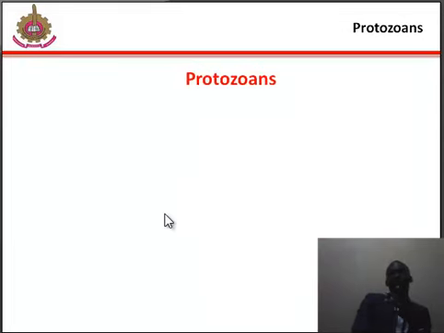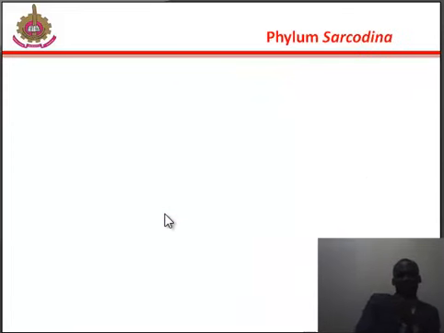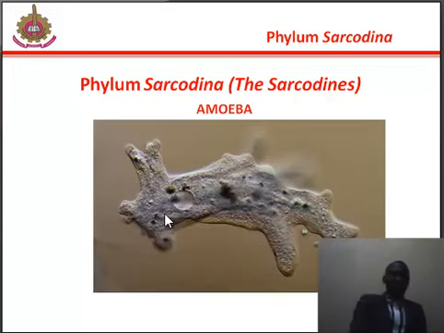Protozoans that have resemblance to animals are called protozoans. They live in moist and watery environments. Protozoans can be classified into 4 groups, as I've earlier mentioned. Phylum Sarcodina. Phylum Sarcodina are also called the Sarcodines. The most popular member of this phylum is called Amoeba. This is a picture that illustrates how an amoeba looks like.